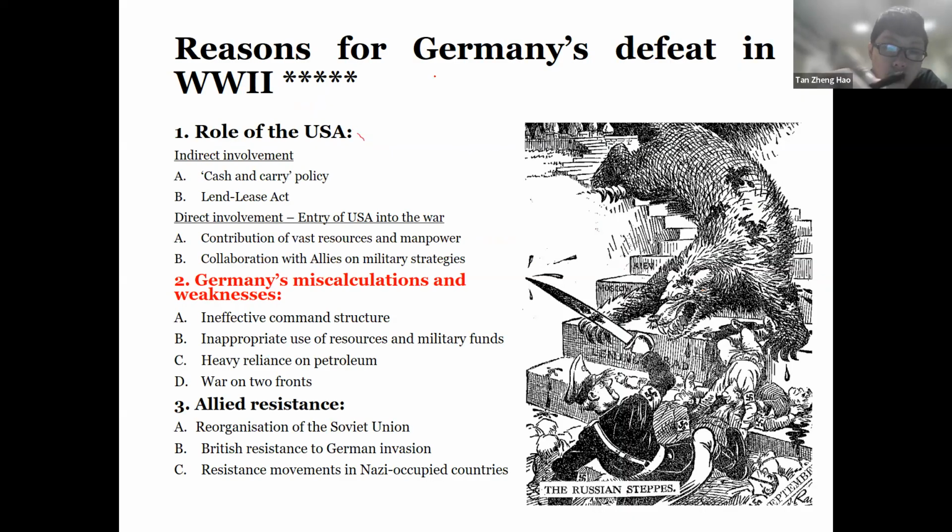We have covered the role of the USA. Now we are going to look at Germany's own undoing, Germany's own miscalculation and weaknesses. And there are a few points, A, B, C, D, in here. Okay, one more thing before I continue.